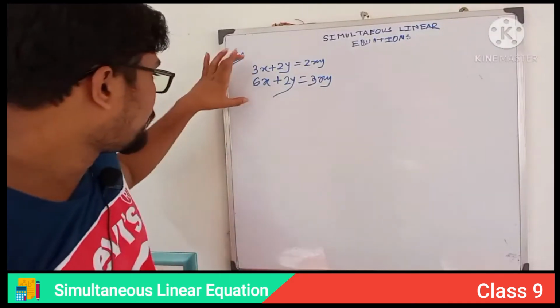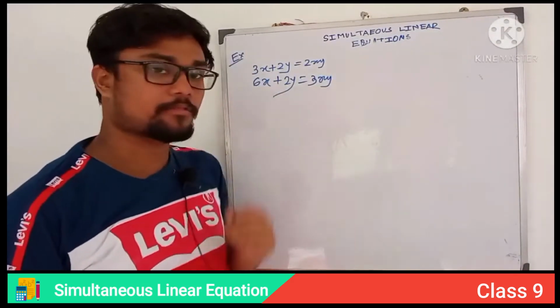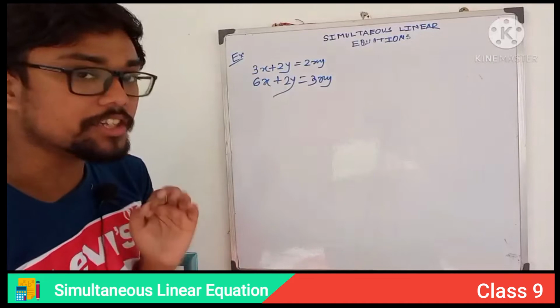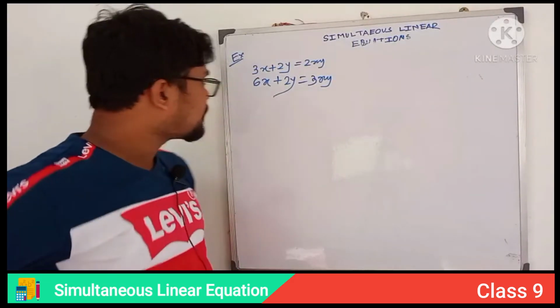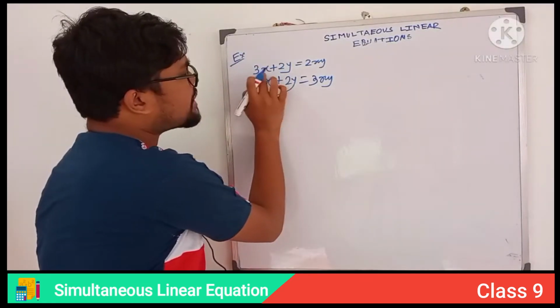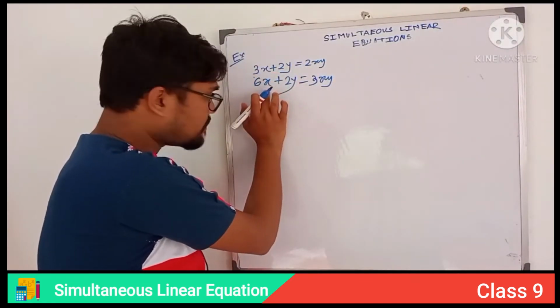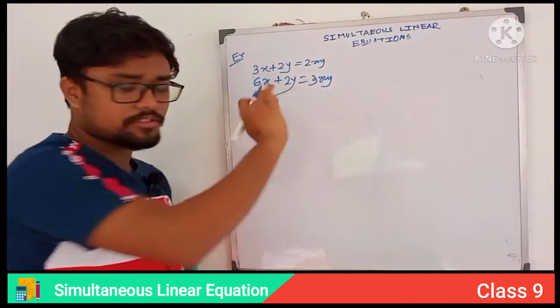Now we have to solve this problem. Here also two equations are present with two variables. Now there is some complication. Here we understand there are variables x, y in this equation. Here also variables x and y, and they are the constant.